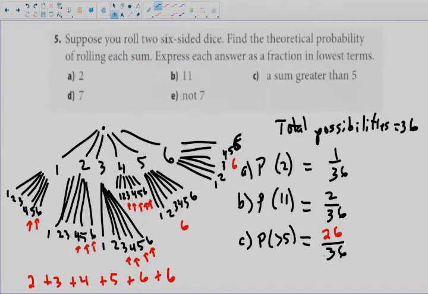And that means if we look at the complement, what would be the chance of rolling a sum smaller than 5? That would have to be 10 out of 36, because the complement of 26 to 36 is 10, the difference in other words. Okay? So it would be 10 out of 36 to roll something smaller than 5.